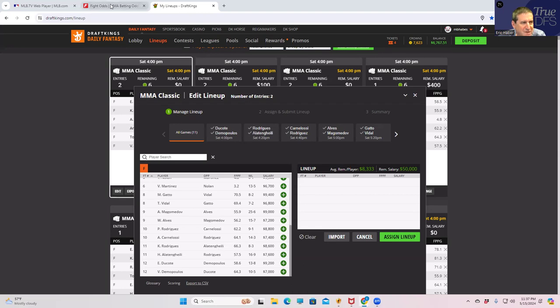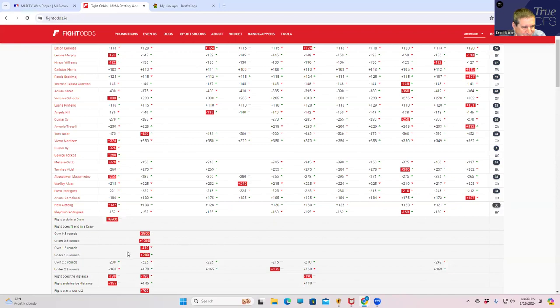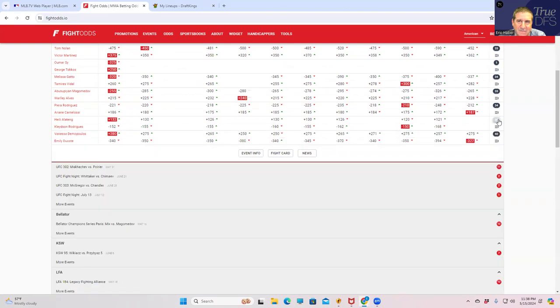So we have 8,600, 7,600. We'll take a look at the inside the distance line here. Rodriguez plus 350, Alatang plus 300. Neither of these guys are really any good inside the distance. And as far as wrestling upside, I guess you could say there's marginal upside for takedowns, but nothing really major. So this is definitely going to be a kind of second tier option.